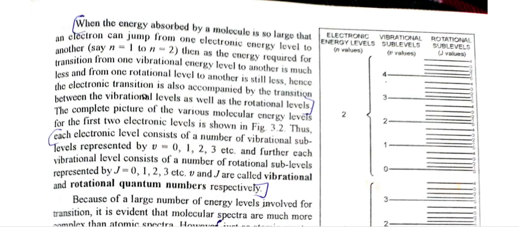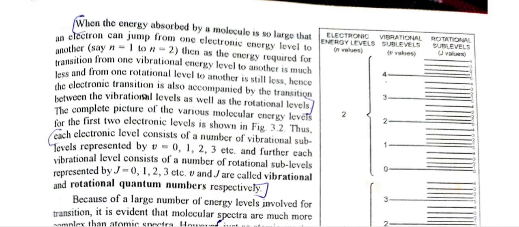When the energy absorbed by a molecule is so large that an electron can jump from one electronic energy level to another, n1 to n2, then, as the energy required for the transition from one vibrational energy level to another is much less, and from one rotational level to another is still less, the electronic transition is also accompanied by the transition between the vibrational levels as well as rotational levels.